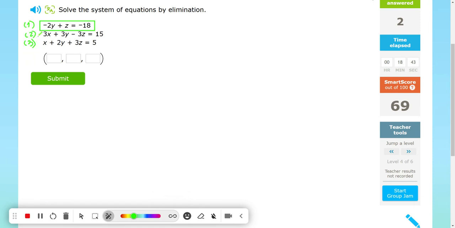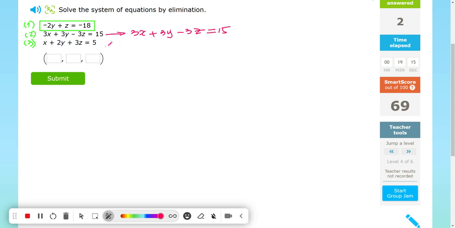So equation number 2 and number 3, we should eliminate the x. So I would multiply equation number 3 by negative 3. Because in equation number 2, you got 3x, you need negative 3x in equation number 3. So let's do that. Here we go. So first, I just rewrite equation number 2. So I got 3x plus 3y subtract 3z equal 15.